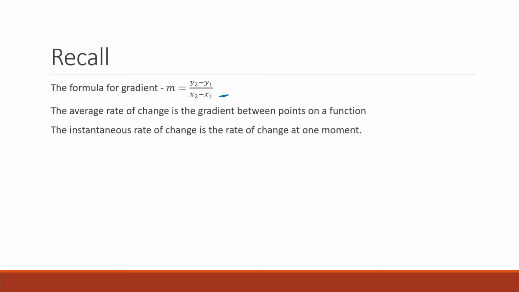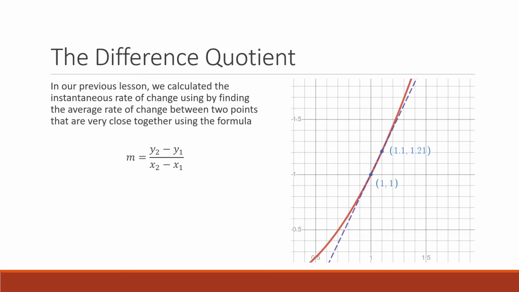Average rate of change is calculated just as a gradient between 2 points on a function, and the instantaneous rate of change, by contrast, is just the rate of change at one particular moment. So at one particular moment, what is its rate of change? How is this function or this quantity changing at this one moment, at this one instant? That's instantaneous rate of change.